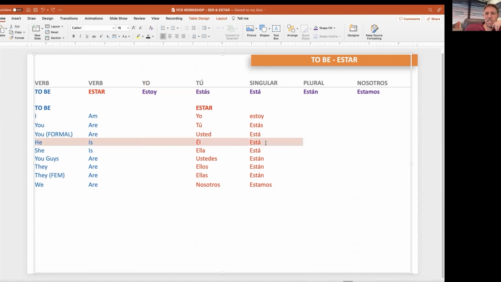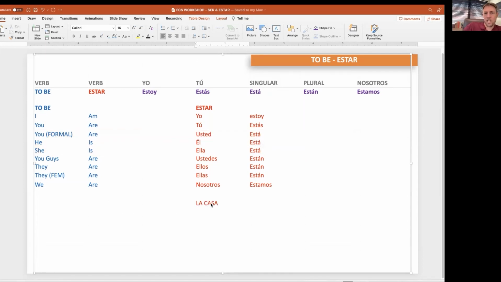He is, él está. She is, ella está. So all three of these are está because they're all singular. Usted está, él está, ella está. And it could be anything else. Okay, it could be the dog is, the cat is, the house is, la casa está, mi amigo está, la casa está, right? Anything singular will be está. All right, mi amigo está, el gato está, the cat is. Anything singular, está.